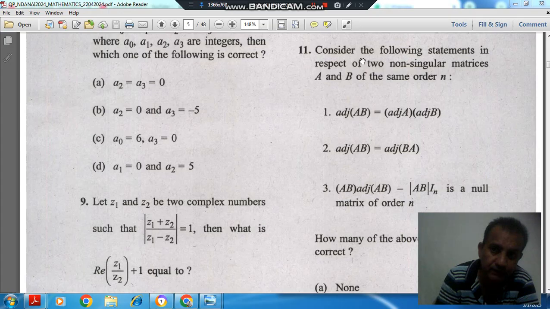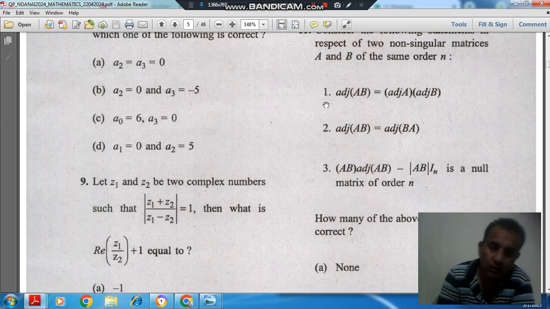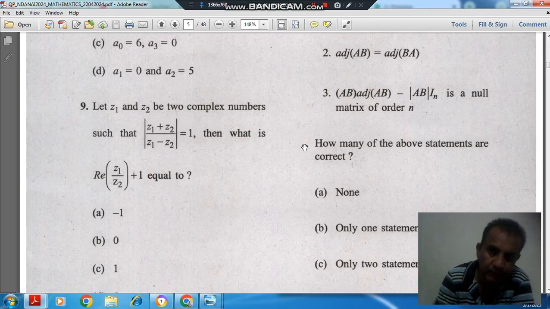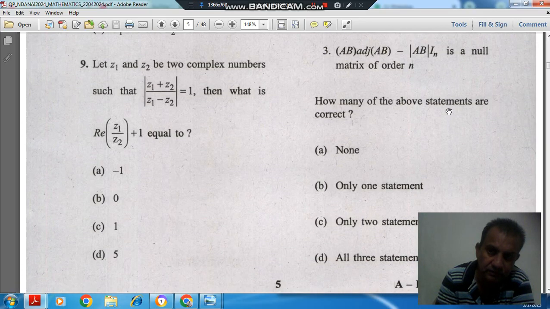Question number 11 is: consider the following statements in respect of two non-singular matrices A and B of the same order n. One, adjoint of AB is equal to adjoint A multiplied by adjoint B. Two, adjoint of AB is equal to adjoint of BA. Three, AB adjoint AB minus modulus AB times I_n is a null matrix of order n. How many of the above statements are correct?